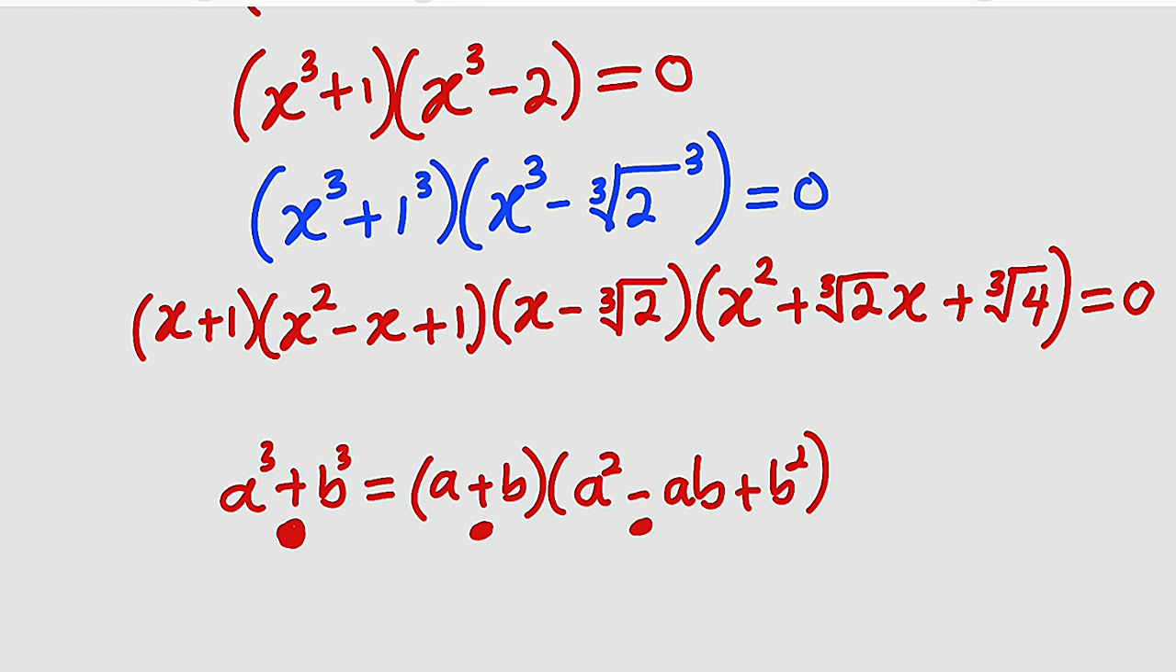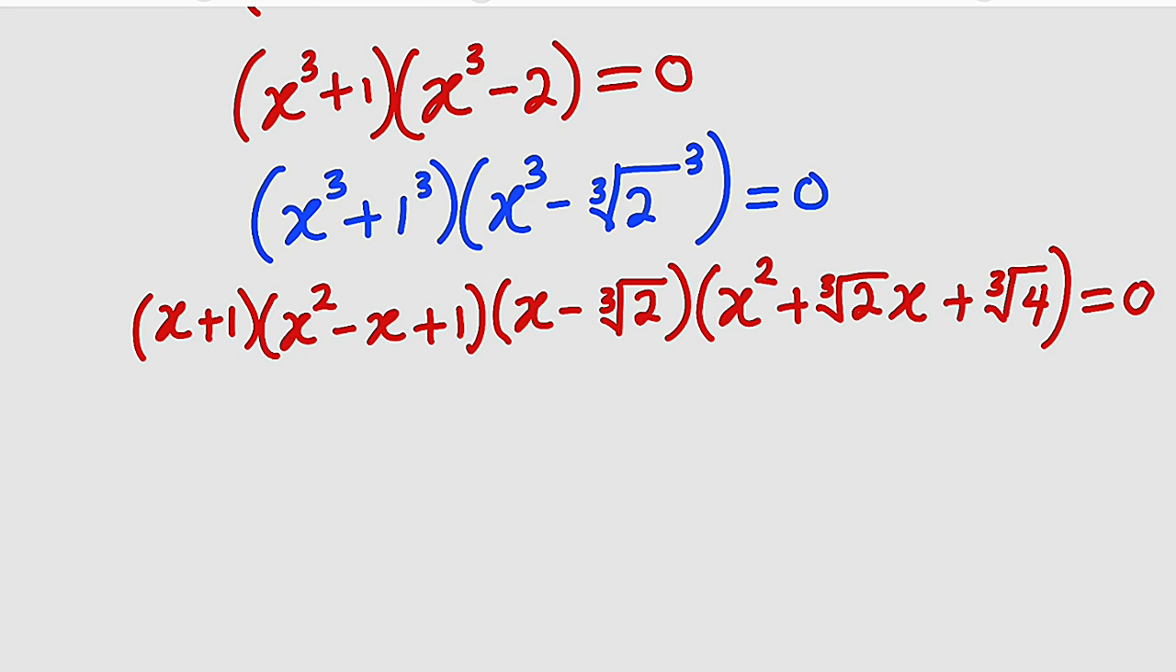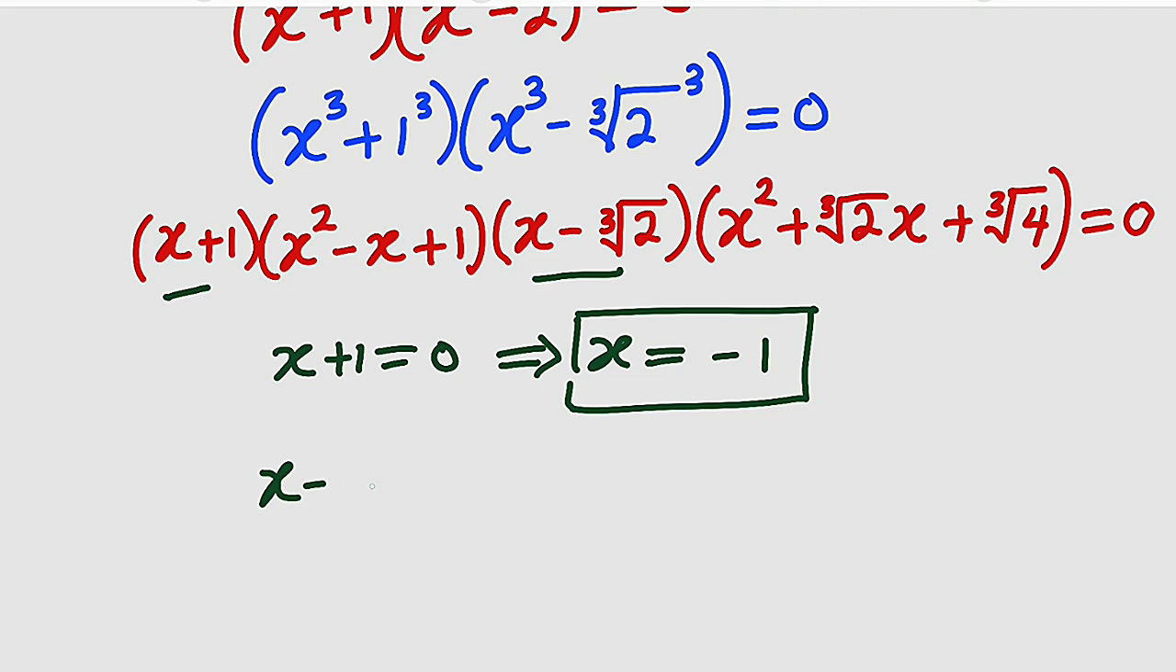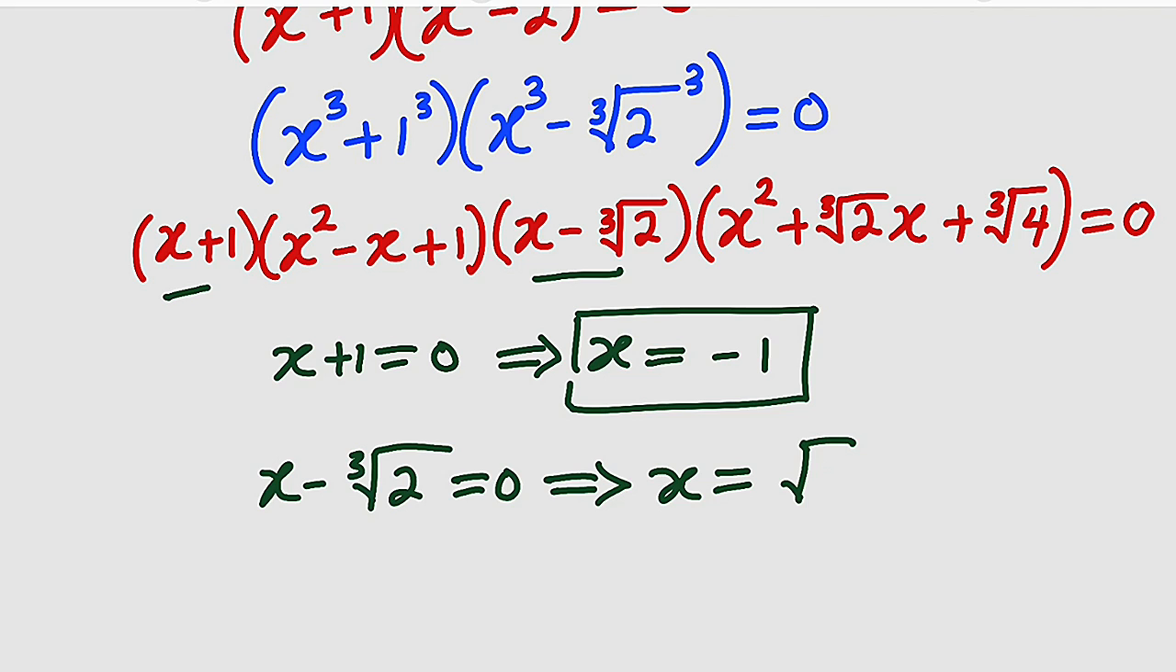All right, now we are going to set each factor equal to 0. Let me start with these two factors because that's where we're going to obtain real solutions. So we have x plus 1 equal to 0, which implies that x is equal to -1. This is our first solution. Then let me take x minus the cube root of 2. If you set this equal to 0, it implies that x is equal to the cube root of 2. Another solution.